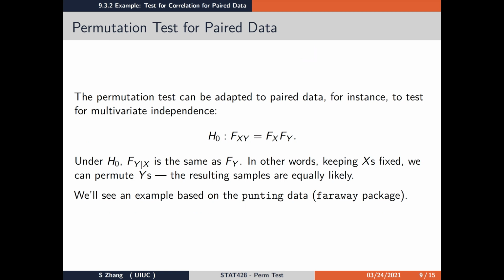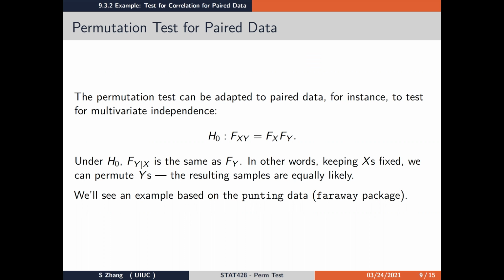In this case, our null hypothesis is that the joint distribution is equal to the product of the marginals, x and y, if we're interested in whether x and y are independent. So this is the general hypothesis. You can see that intuitively under H0, the null hypothesis, where the two are independent, the conditional distribution of y given x should be the same as the marginal distribution of y. So the distribution of y shouldn't depend on x.